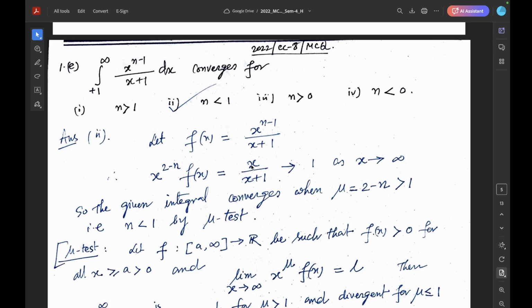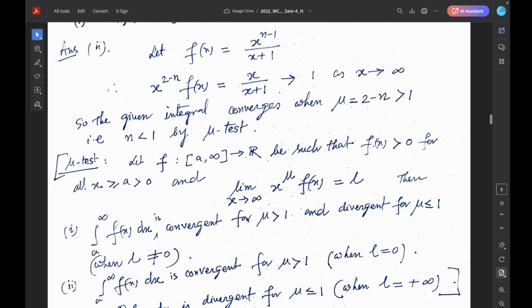So divide numerator and denominator by x, so 1 by 1 plus 1 by x. This tends to 1 as x tends to infinity. So the given integral converges when mu, meaning 2 minus n, is greater than 1, that is n is less than 1, by the mu test. What is the mu test?